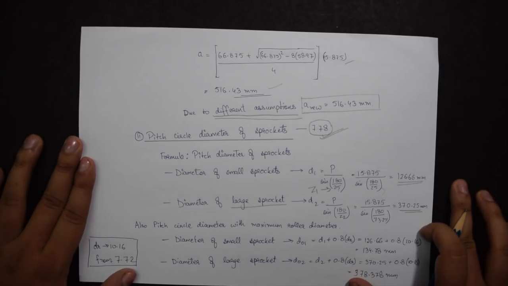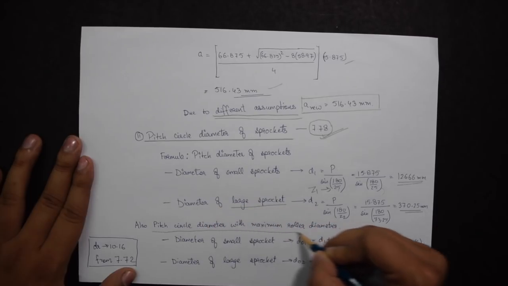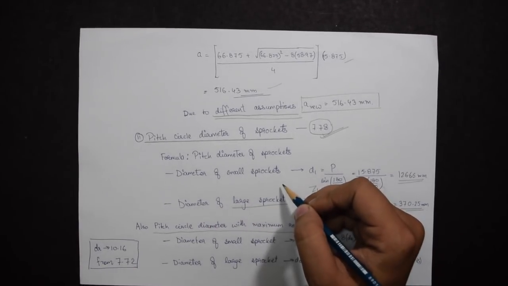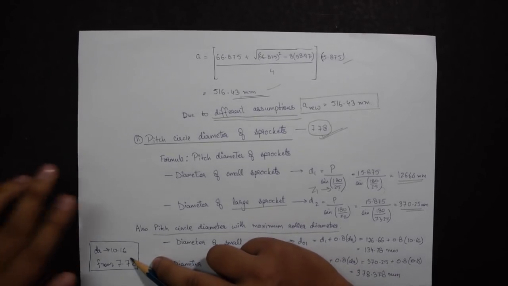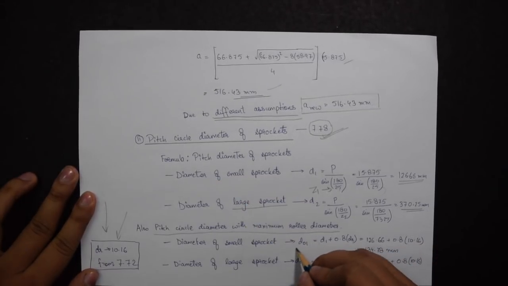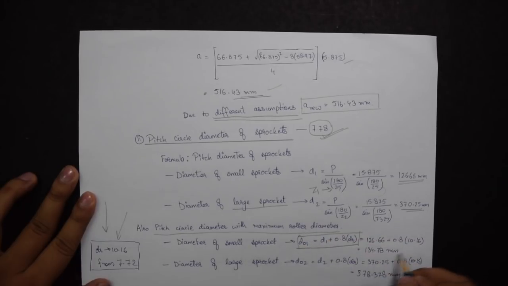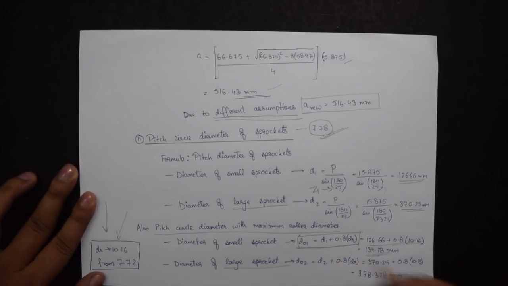Also, one last thing which is left, pitch circle diameter with maximum roller diameter included. Now roller diameter is given as 10.16 on page 7.72, the big table. So we have a formula D01 is equal to D1 plus 0.8 times DR. So this gives us 126.66 plus 0.8 times 10.16. So the final value of pitch circle diameter is 134.78 mm. Similarly, for the larger sprocket, it is 378.378 mm.